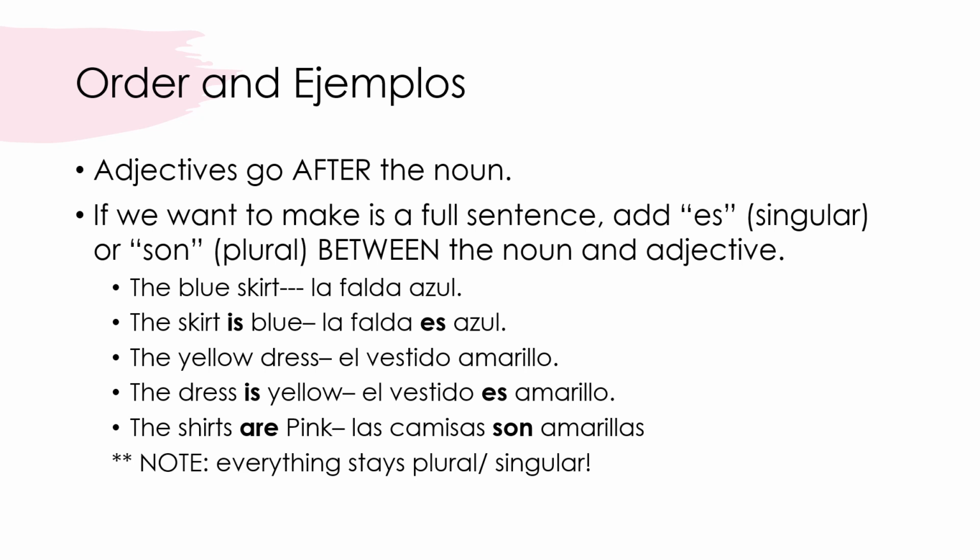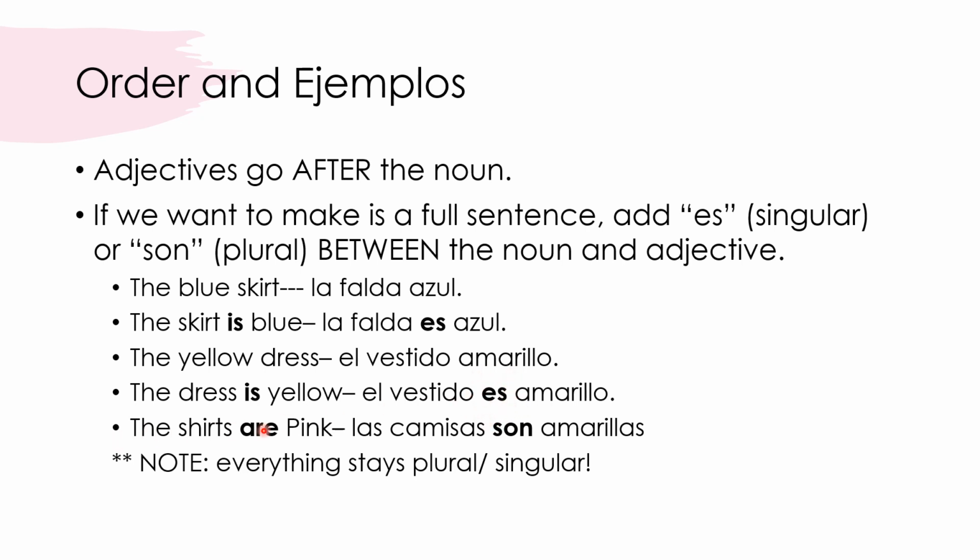So we're keeping the exact same concept, the exact same idea. All we're going to do is squeeze a verb in the middle. Okay? So everything for this is still singular. La falda es azul, all singular. The yellow dress, el vestido amarillo. The dress is yellow. El vestido es amarillo. You're keeping the exact same order. All you're doing is adding a verb in the middle.